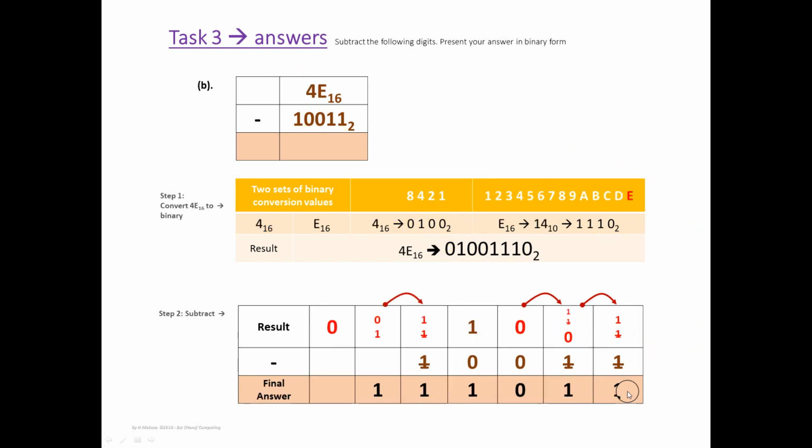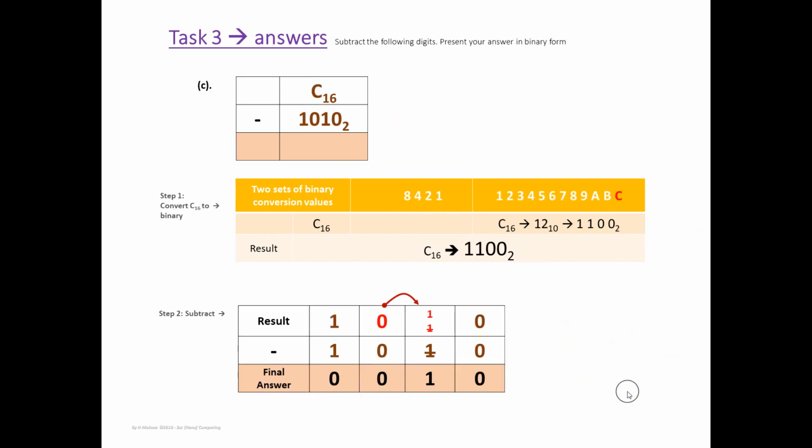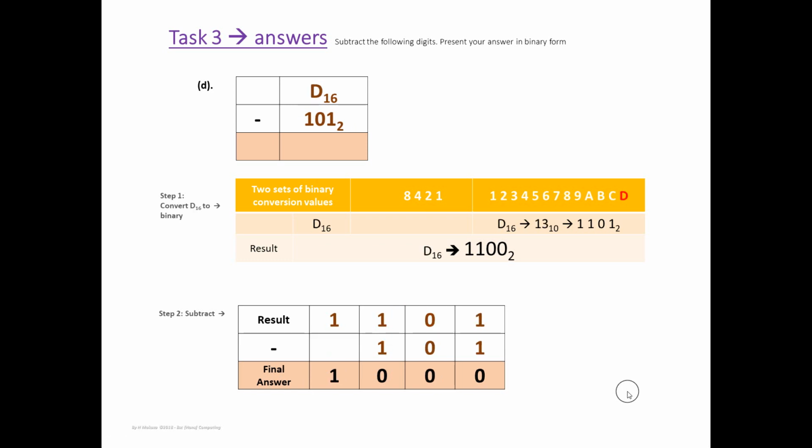And that is C, 0 0 1 0, pretty simple. And that is D, 1 0 0 0.